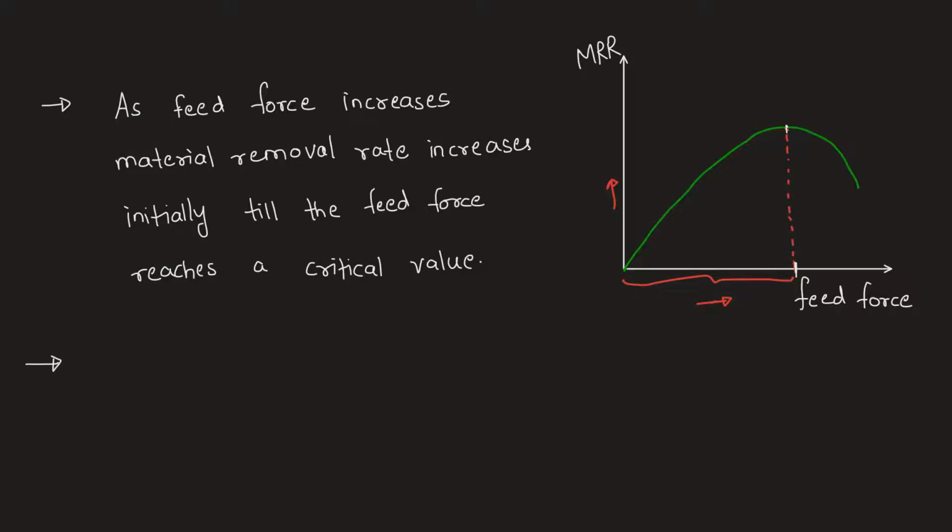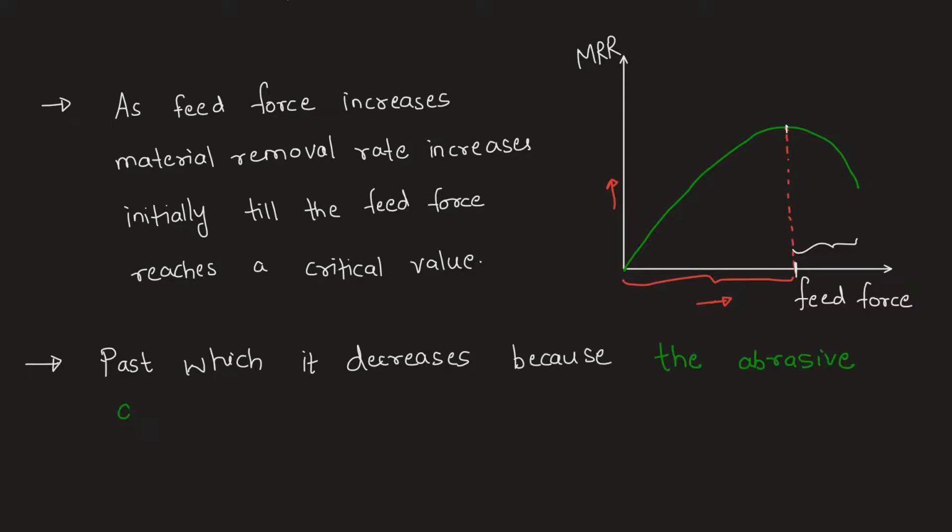It is kind of intuitive that whenever feed force increases, material removal rate should increase, of course. But why is this trend seen here? This is because the abrasive grains that are causing the material removal get crushed due to the heavy load, and this slows down the removal further. So we can write that past the critical value, it decreases. That is, the material removal rate decreases because the abrasive grains responsible for the material removal get crushed due to the heavy load, and this slows down the material removal. So it initially increases and then decreases.